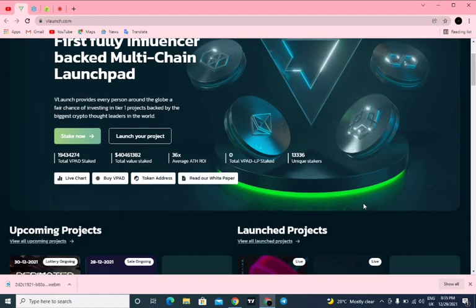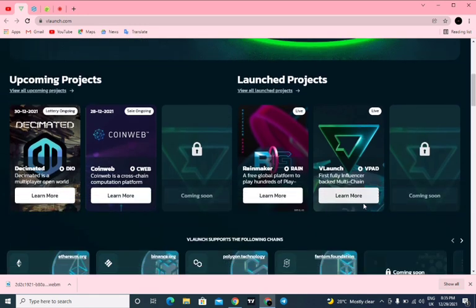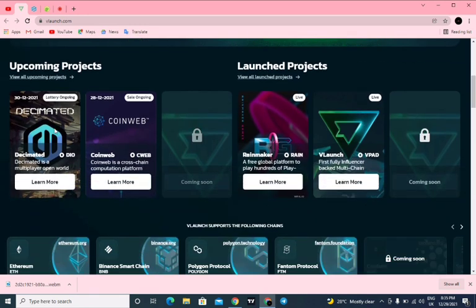So let us check out the upcoming projects that are to launch on the Vpad launchpad. The decimated project lottery is ongoing, also the coin sale is ongoing, and they still have one coming. This one is live. Rainmaker is live, Vlaunch is live, and what else?